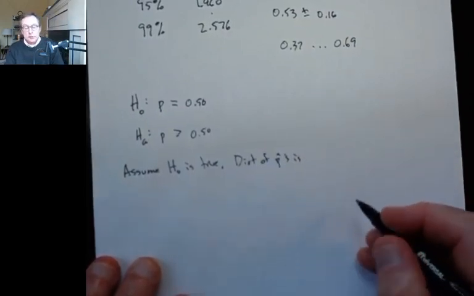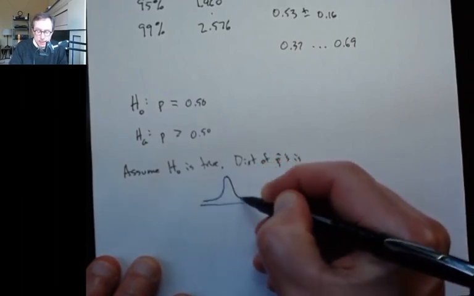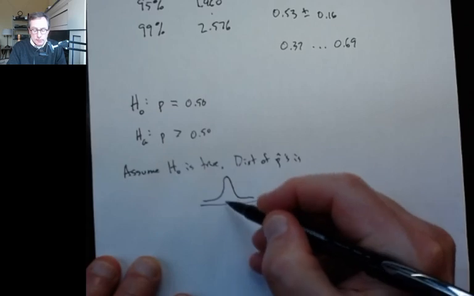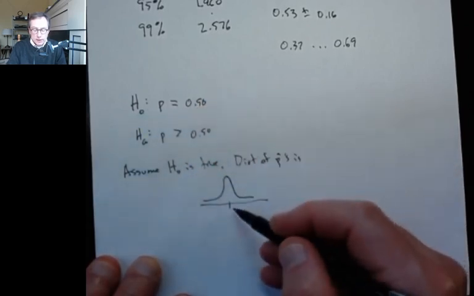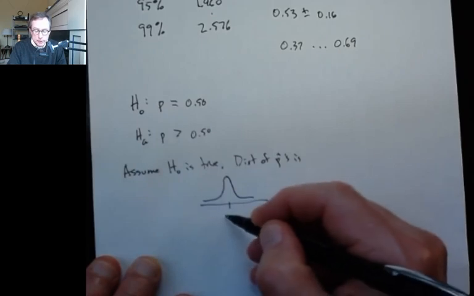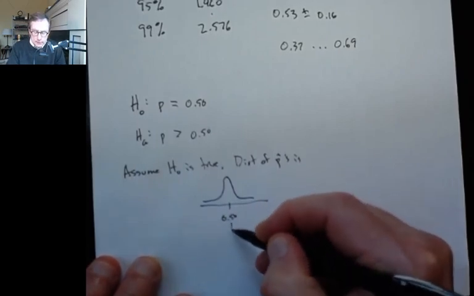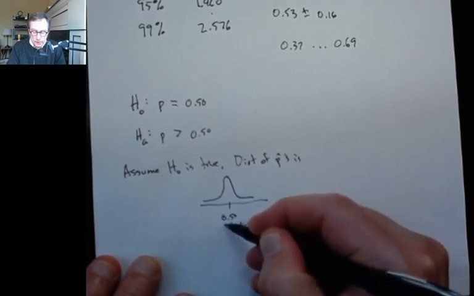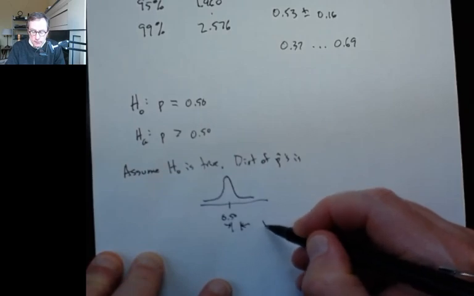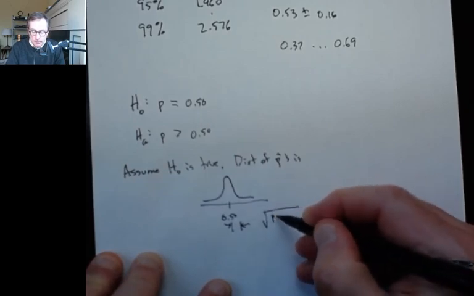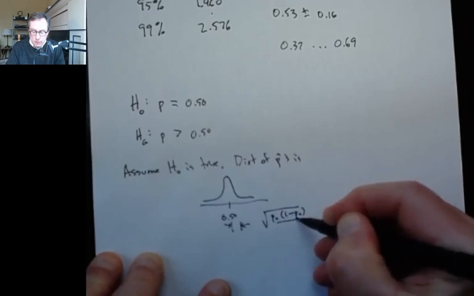The distribution of p hats looks like a bell curve. It's centered at 0.5 because if we're assuming H naught is right, then the samples would be clustered around the true number. And the spreadedness is this formula that we saw. The spreadedness is square root of p naught times 1 minus p naught over n.